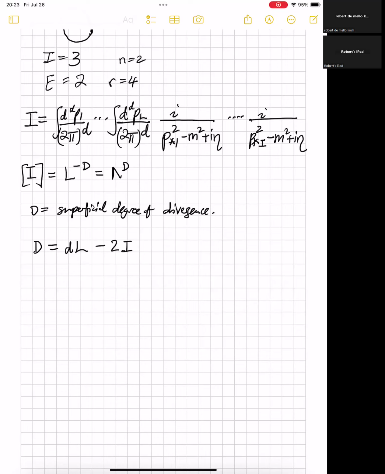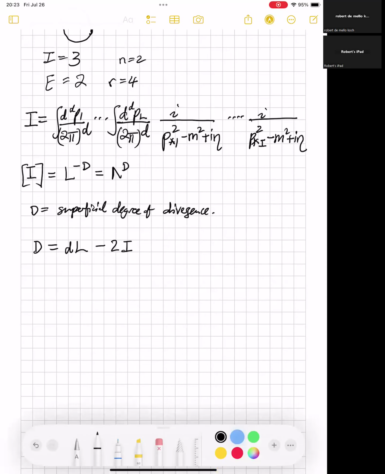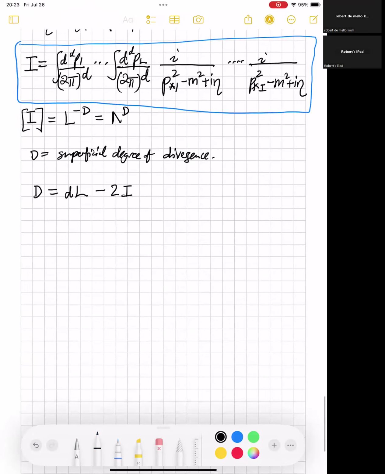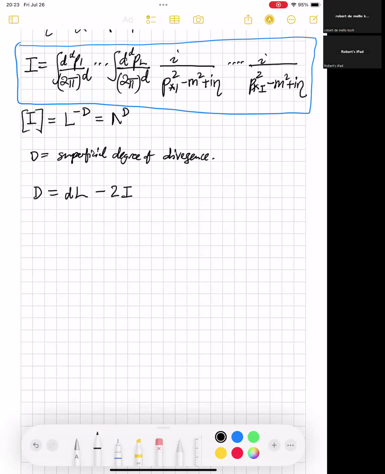So this is just doing dimensional analysis on the expression that you see above that I have just outlined in a blue box. So a trivial statement, okay? Just dimensional analysis on the blue box. Good. Now there's two equations that I want to draw to use. So here's the first one. So we know that the number of loops is equal to the number of internal lines minus the number of vertices minus 1. Now, where did this formula come from?